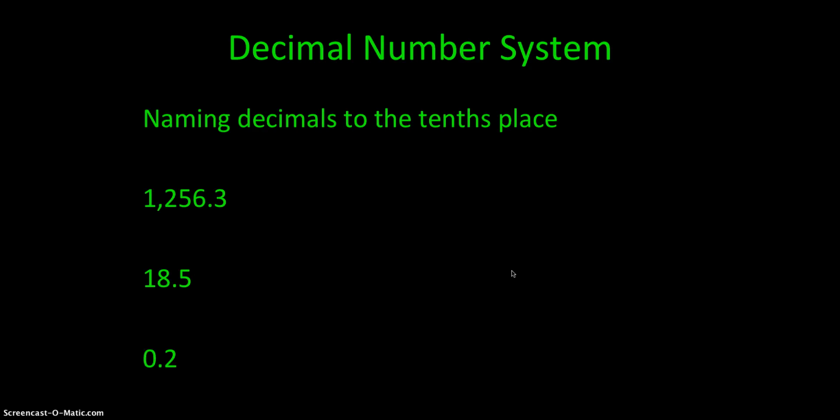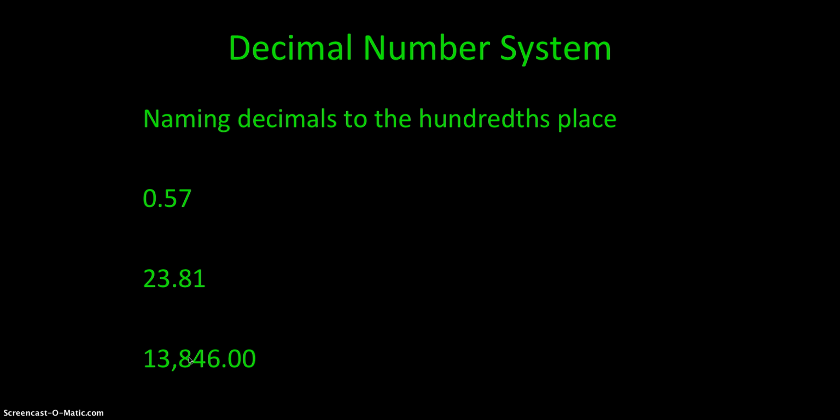Here are some numbers that you can practice reading. I'm going to read the first one for you. It's 1,256 and 3/10. I'd like you to practice saying the others, so feel free to pause this broadcast and then play it back to see if you've gotten it correct. The second number is read 18 and 5/10. The third number on this page is 0 and 2/10.